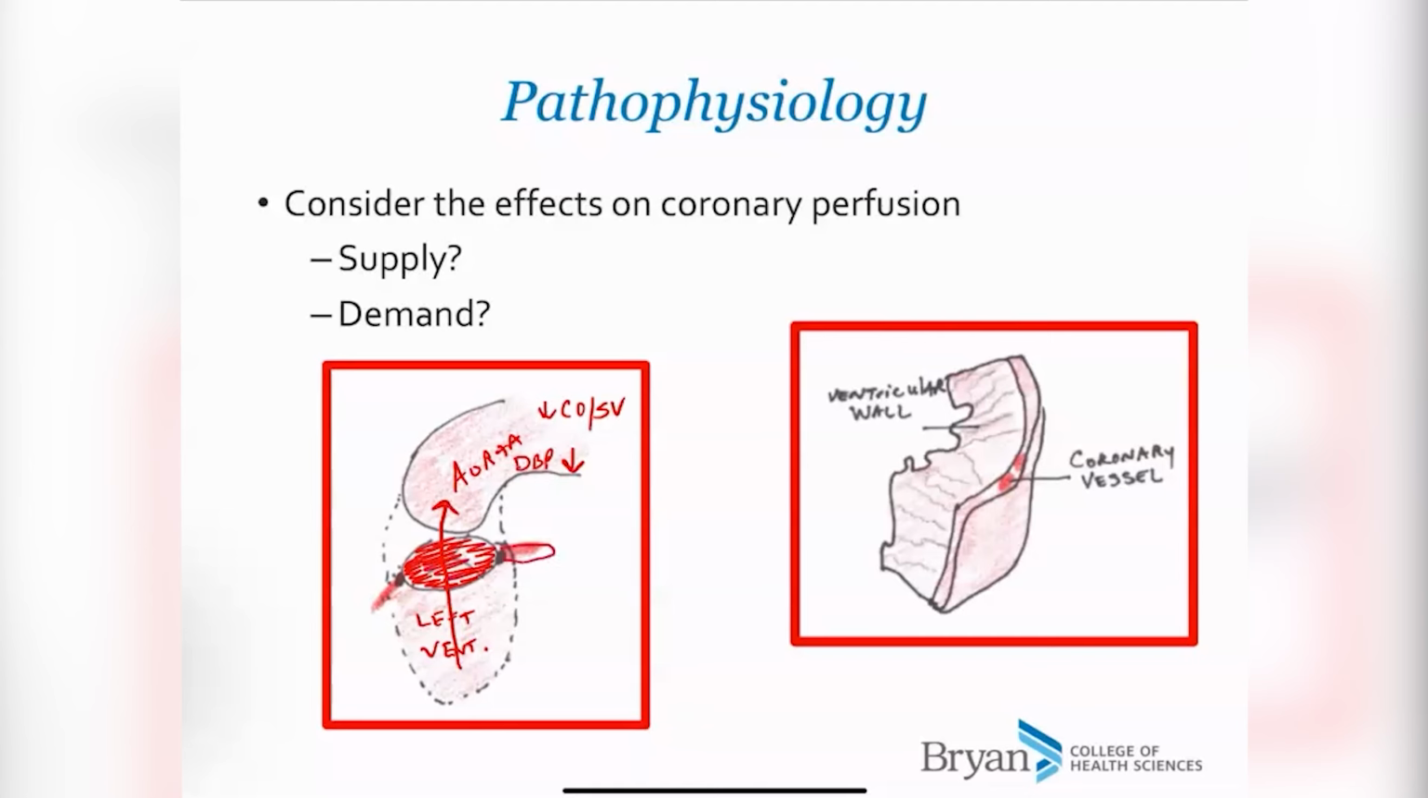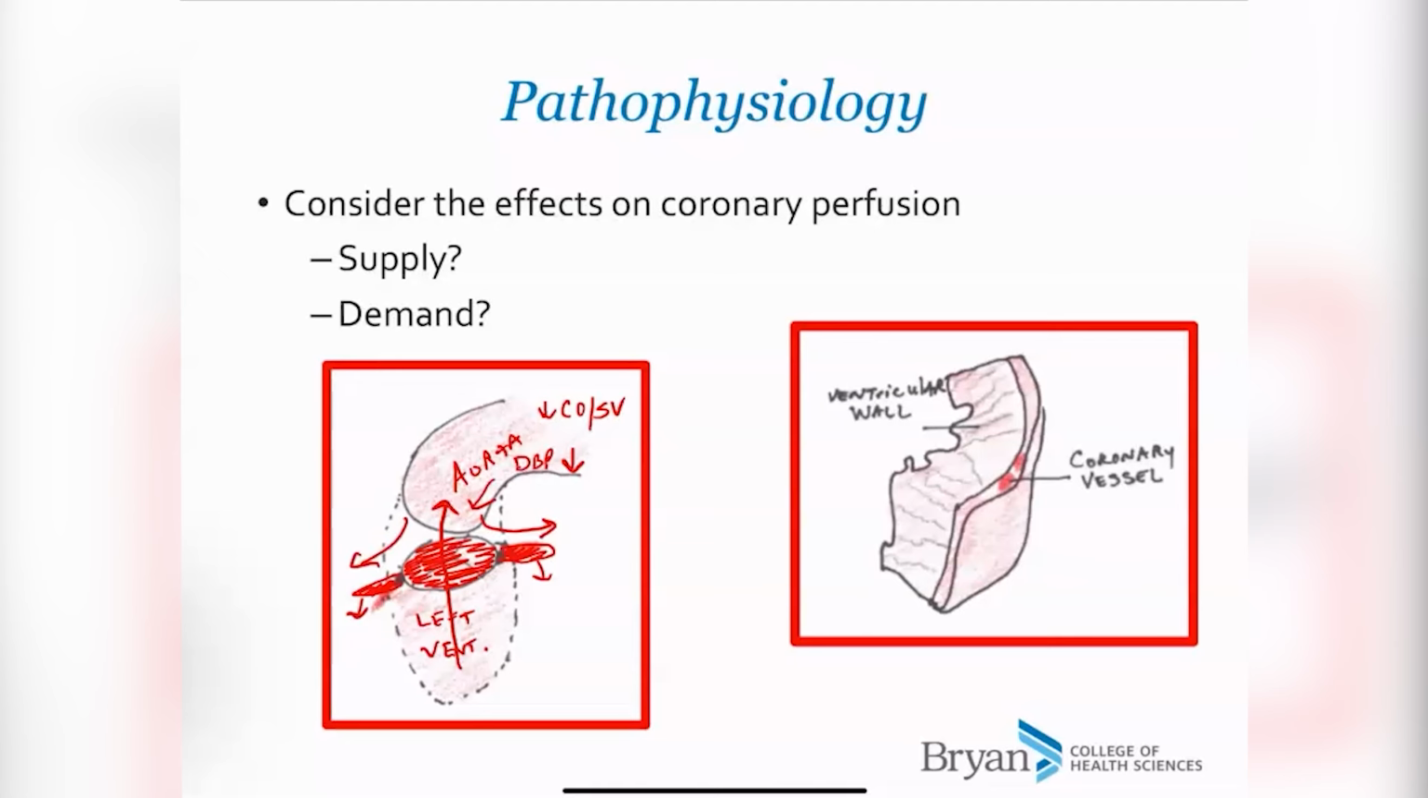The ostia to the left coronary and the right coronary are right distal to the aortic valve. And so we get our supply to our coronaries during diastole when that valve slams shut. So basically the pressure from diastole is then going to be the driving pressure for our coronaries.